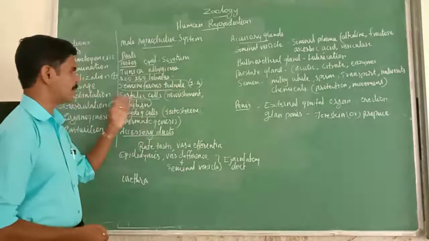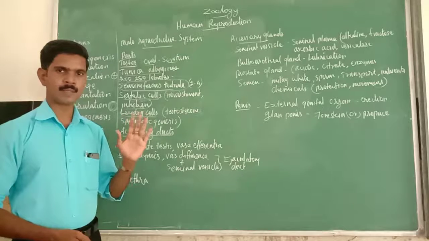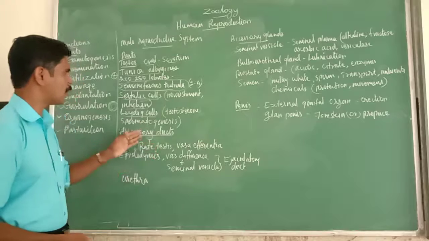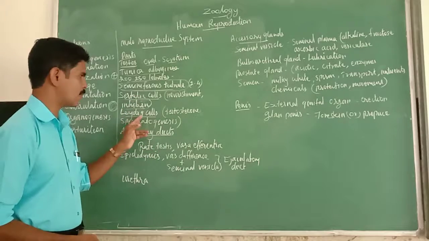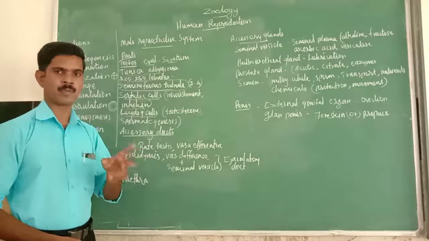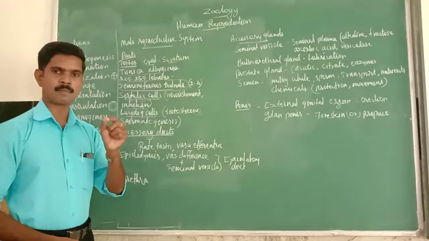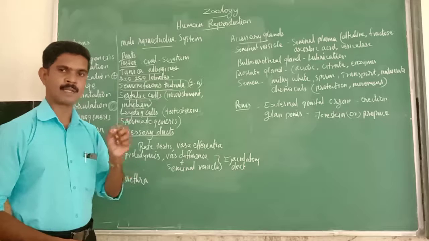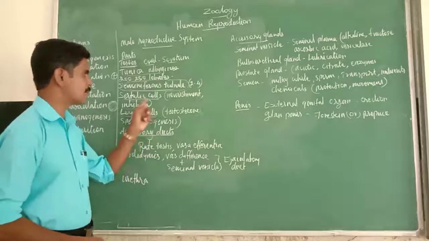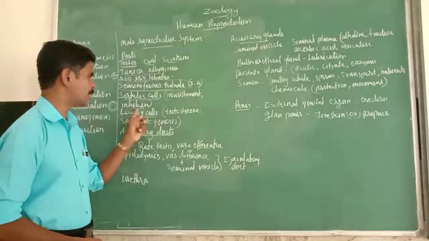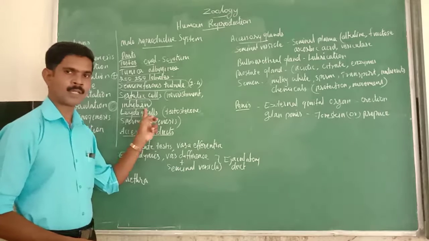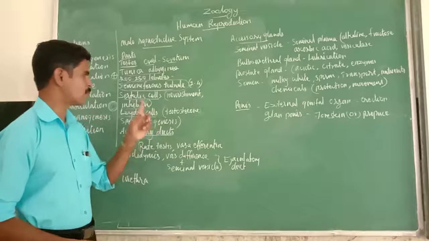Dear students, I repeat this point one more time. Our testis, the seminiferous tubule, consists of 2 important cells: one is the Sertoli cell and the second is the Leydig cell. The Sertoli cells perform 2 important functions. One is nourishment: until the sperm reaches maturation, it receives nutrients from the Sertoli cells. And the second, the Sertoli cells produce a hormone called inhibin. This inhibin hormone controls the production of sperm. Hope you understood this point.